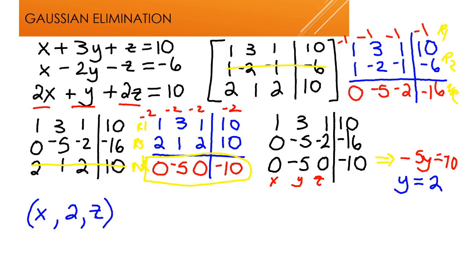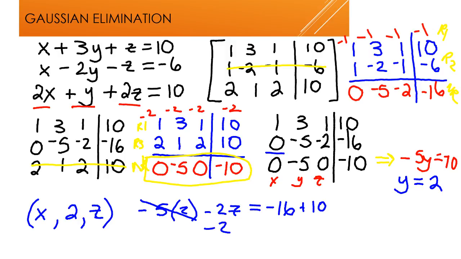Well, notice that I had done this 0 over here. That's x. So now I have negative 5, okay, times y, which is 2, minus 2z, and this is all coming from right here in this row. Oops. 2z equals negative 16. That's a negative 10, so I'm going to add 10 over here, which gives me a negative 6, right? And negative 2z equals negative 6. So what does z equal? Z equals 3.